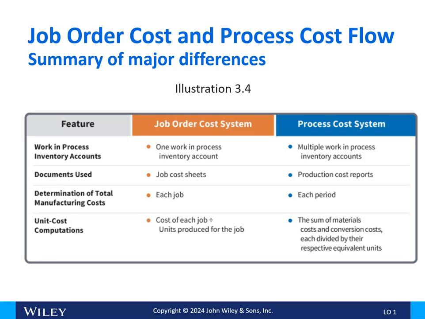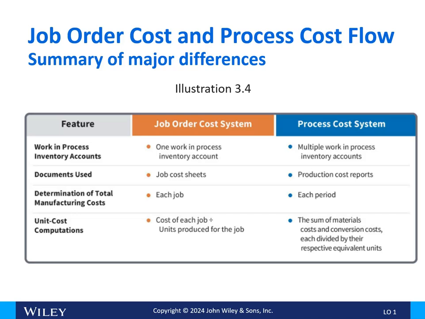Determination of total manufacturing costs: in job order costing, it's each job. So whether it ends at the end of the period or in the middle of the period, at the end of the job, that's when you total the cost. In a process cost system, it's at the end of each period.